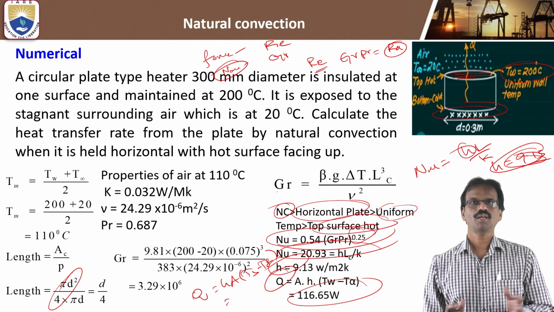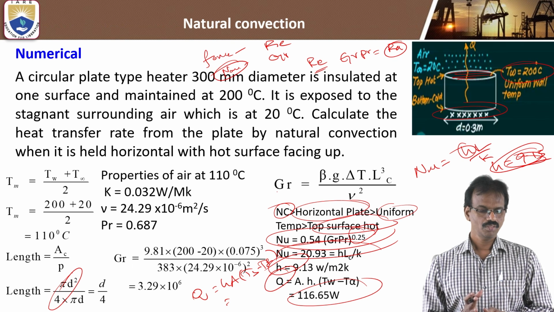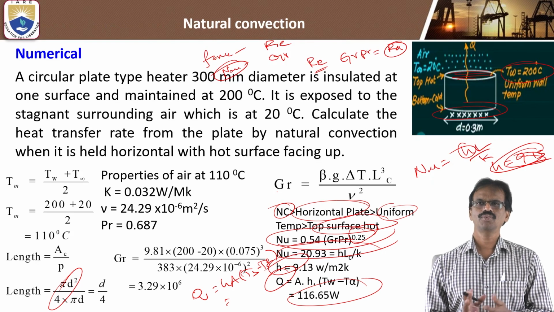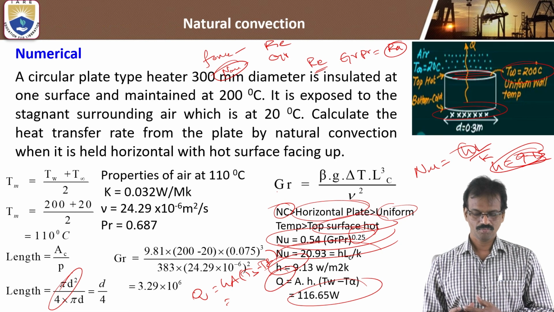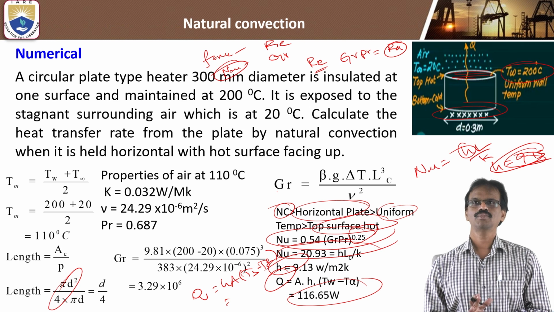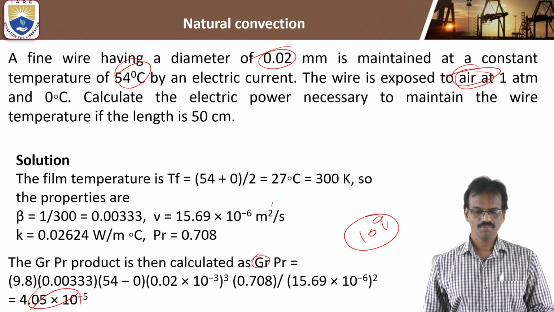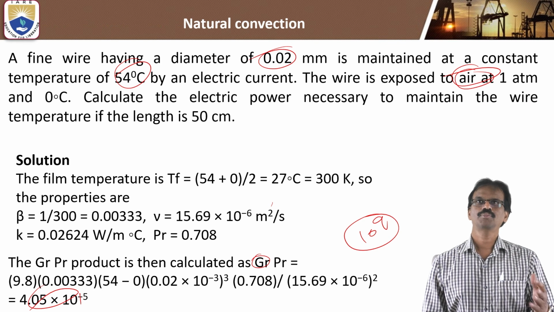If you know the type of flow and the type of convection process, either natural or forced convection, then you can find the Nusselt formulas based upon those parameters by using the data book. In this way, you can solve different numericals in natural convection.